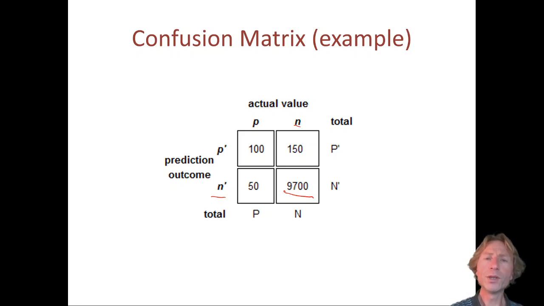Okay. There were apparently 100 attacks that we detected, and that were real attacks. We also missed a bunch. So we missed 50 attacks. We said there was no attack, but there really was an attack. And then we classified 150 of them as an attack, even though there was no attack at all.